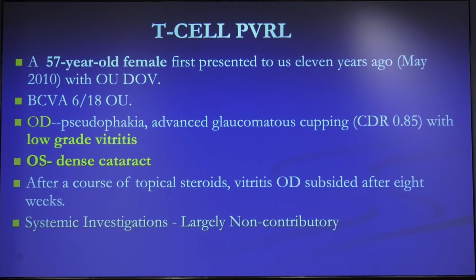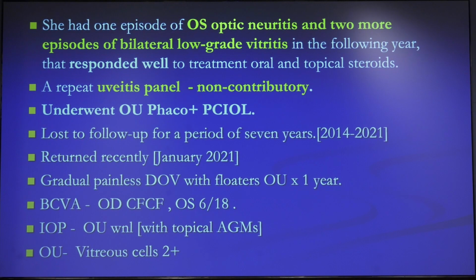T-cell PVRL, a 57-year-old female, presented to us with vision of 6/18, right eye low-grade vitritis, left eye dense cataract. Systemic investigations were largely non-contributory. She also presented with optic neuritis. Uveitis panel was non-contributory. When she presented later, vision was counting fingers close to face in the right eye, 6/18 in the left.